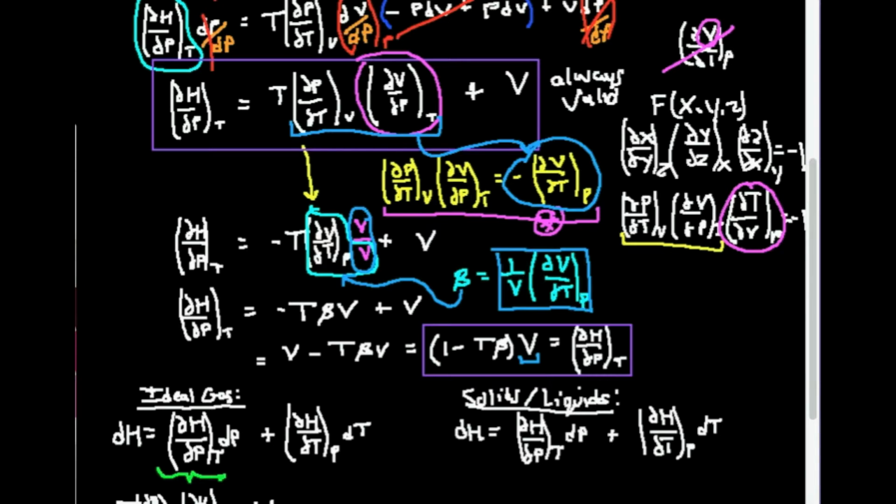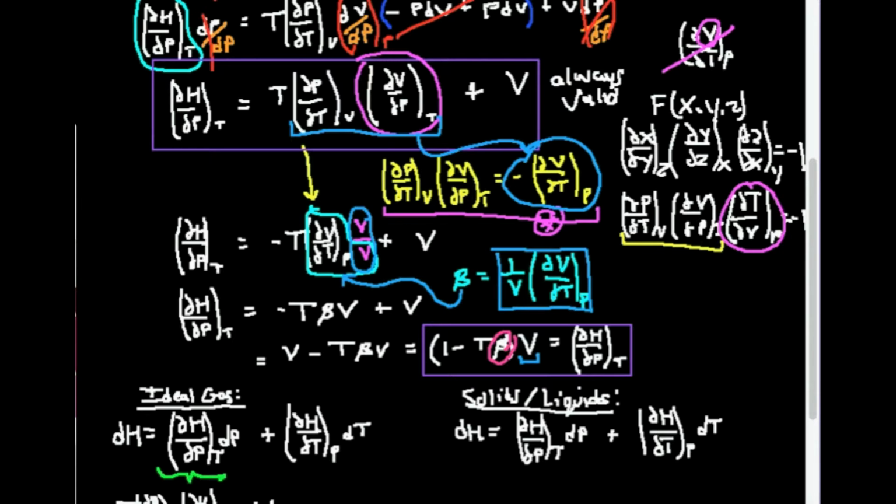So if you can get it in terms of this beta, which is something that's tabulated and you can look up in tables, and you know the volume and the temperature, then you can just do this simple problem. Actually, it's not even algebra at this point. You just plug the numbers in, and that gives you the partial of H with respect to P at constant T. So this is what you would use if you have an equation of state that's really hard to solve for.